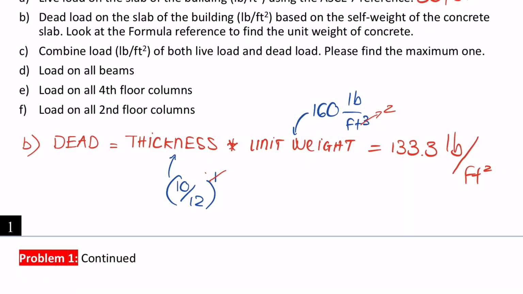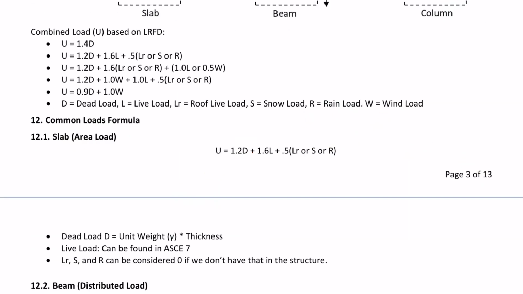Now let's check question C. Question C is to calculate the combined load. So now we need to go back to the reference sheet. For the combined load, we need to use the combination that maximizes the value of the combined load. So we have 5 formulas over here you can use.